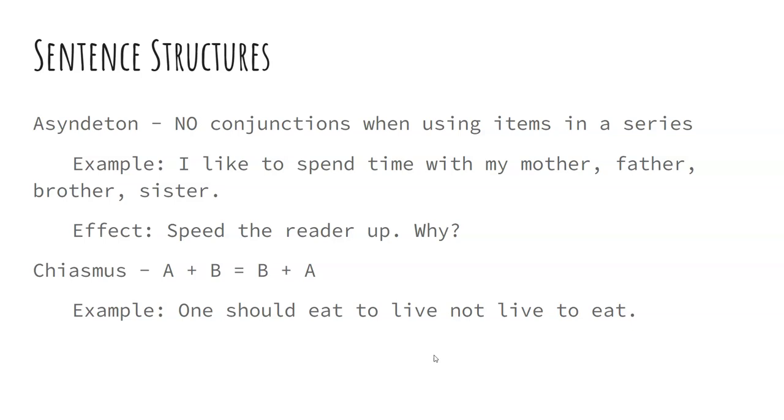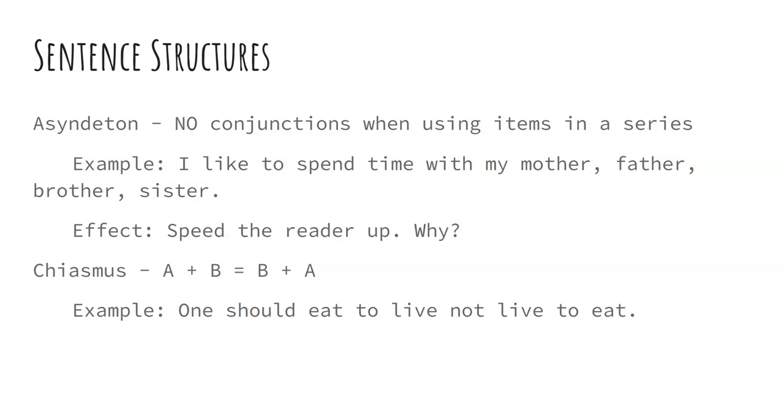Okay, the next one we have is asyndeton. This means no conjunctions when using items in a series. So it's the opposite of polysyndeton. Okay, poly means many, the a means none. So that idea of that prefix in there.